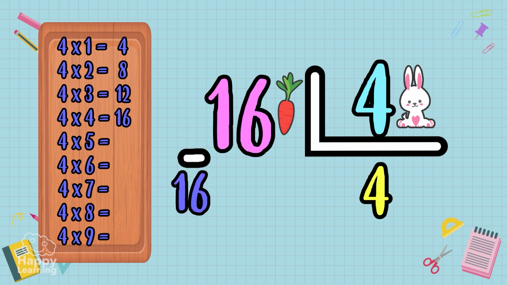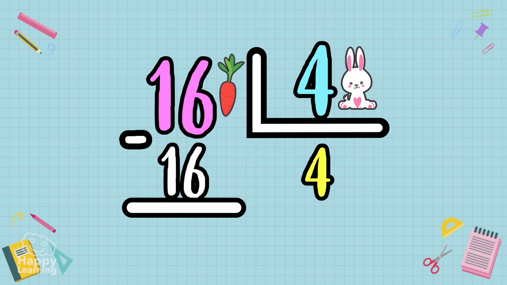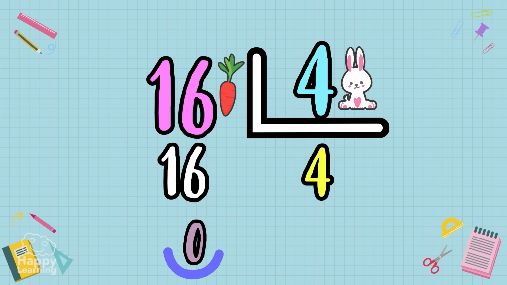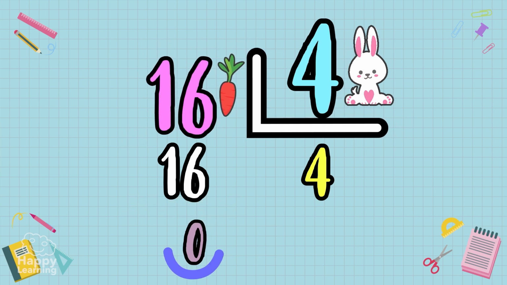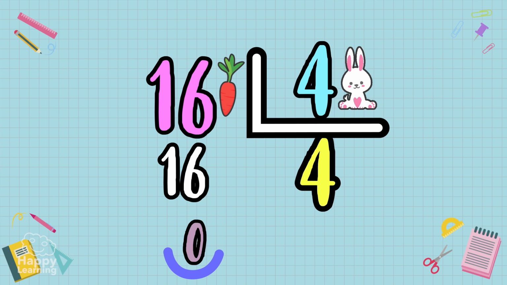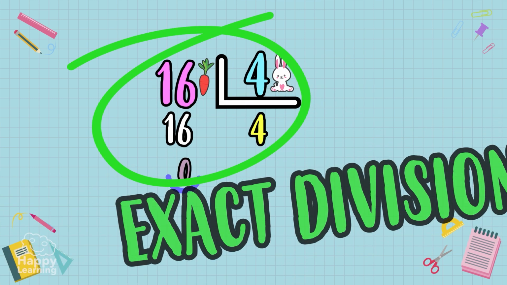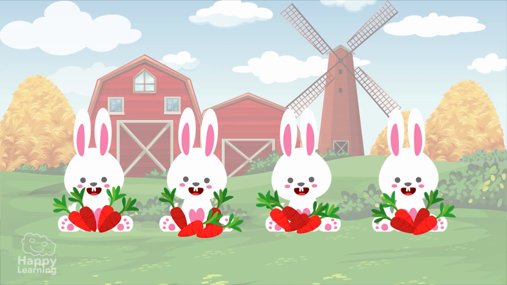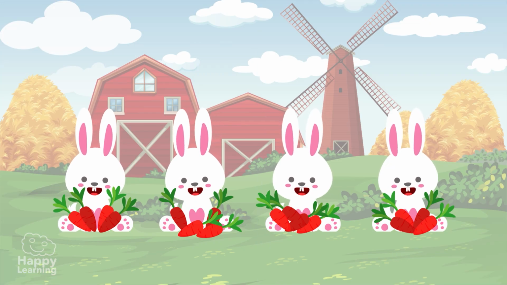Now we subtract 16 from 16. And as we don't have anything left, under the 16 we put a 0. So 16 divided by 4 equals 4. And we don't have any carrots left over. The division is exact. Look how happy the rabbits are.